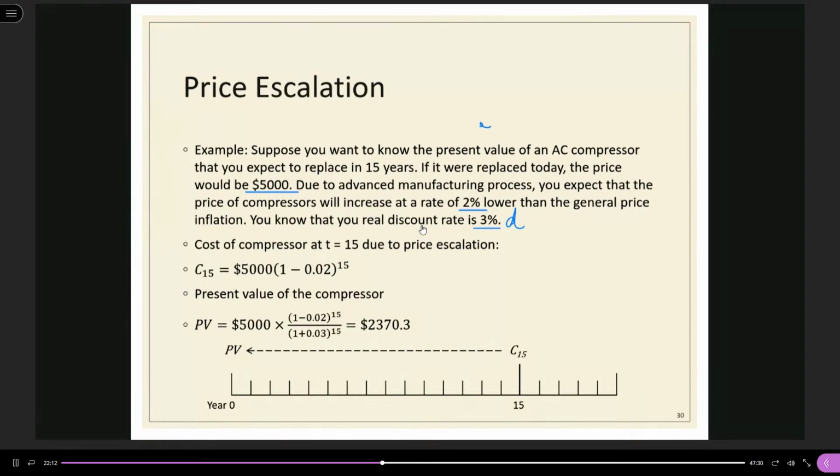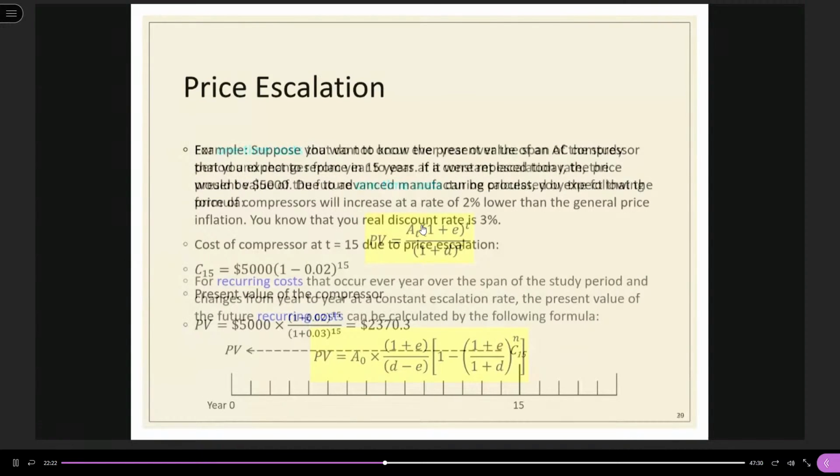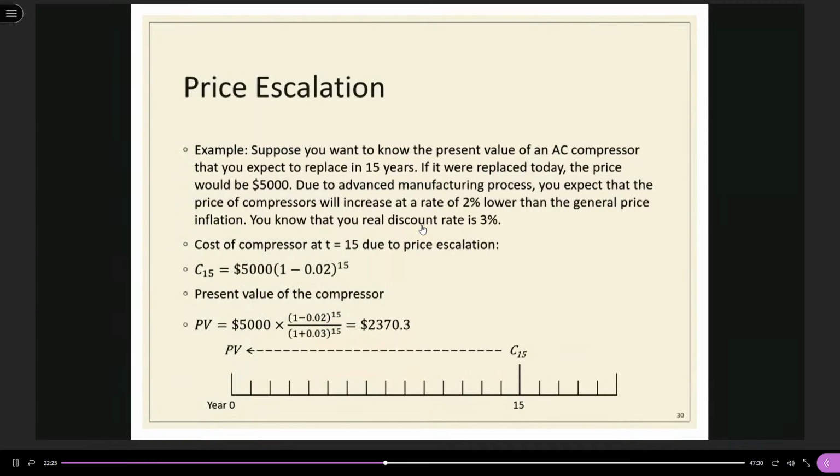The present value can be calculated from this equation, the one-time cost equation, for 15 years. Put it into this equation and you have $2,370.3. So paying $5,000 15 years later means today you pay $2,370.3.